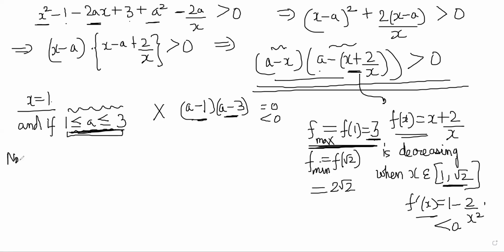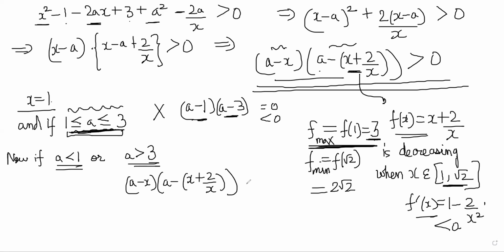Now, if a is less than 1 or a is greater than 3, right? If that is the situation, for example, let's take a is greater than 3. In that case, the inequality is a minus x times a minus x plus 2 by x, right? Now think about it. X belongs to 1 to root 2, but a is greater than 3.